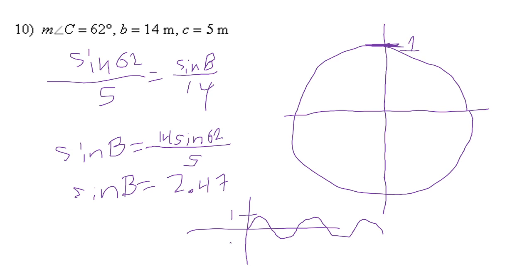Anytime you're doing a problem, you've done everything right so far, and you try to do the inverse sine, or anytime you get a sine of an angle that is greater than 1, that's where we run into a problem, and that's where we have 0 possible triangles. Okay?